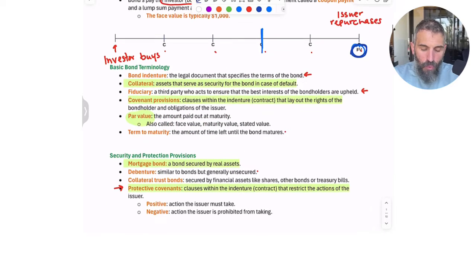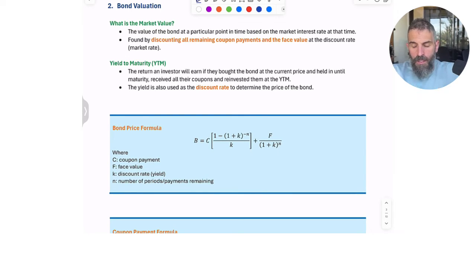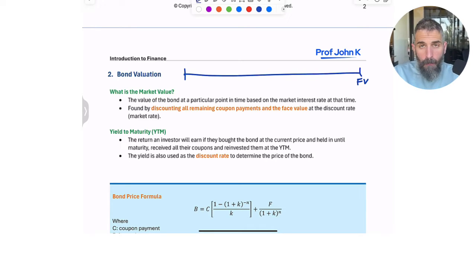Okay, so that was kind of the boring theory at the beginning. Let's get into actual bond valuation. So the first thing you want to understand is that there's a difference between the price of a bond, which we often call the market value of the bond, and the face value. Okay. In my timeline that I drew before, the face value is at the end.